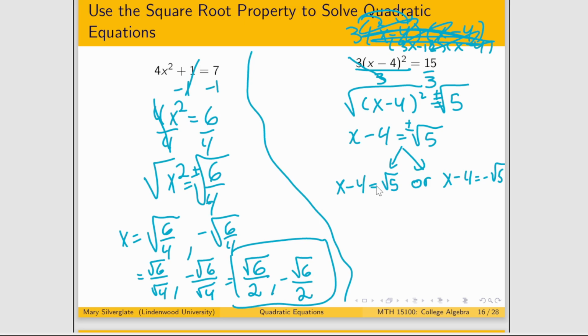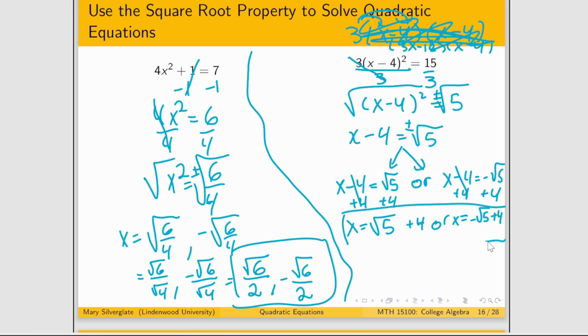Then for both of these, what would be my final step to get x by itself? Well, you would add 4 to both sides. So you would have x is equal to the square root of 5 plus 4, or x is equal to the negative square root of 5 plus 4. And those would be your 2 solutions. Square root of 5 does not simplify further, so you would just write that as is.